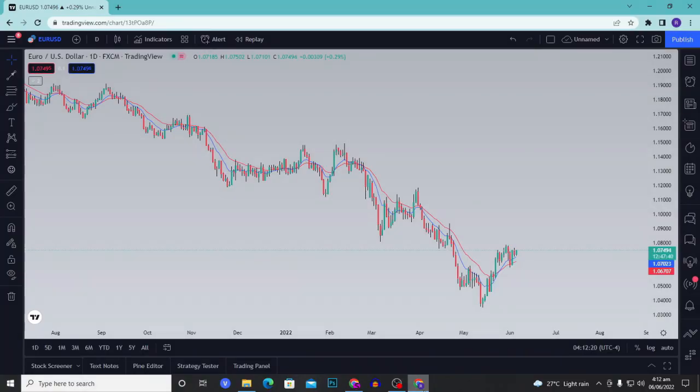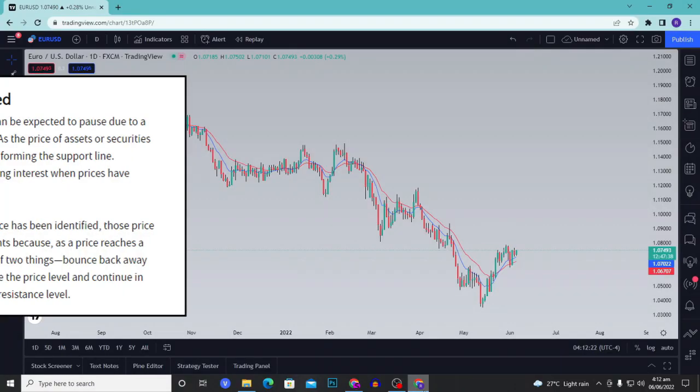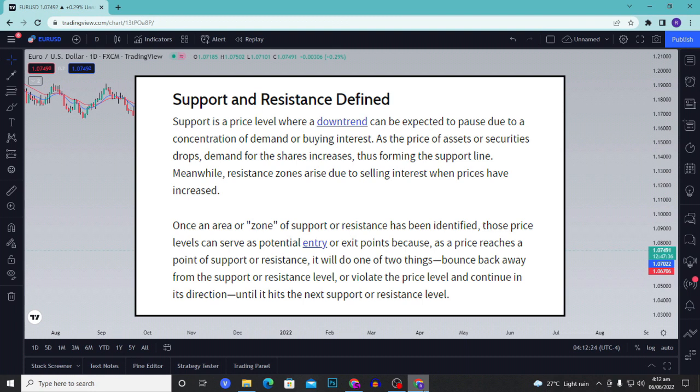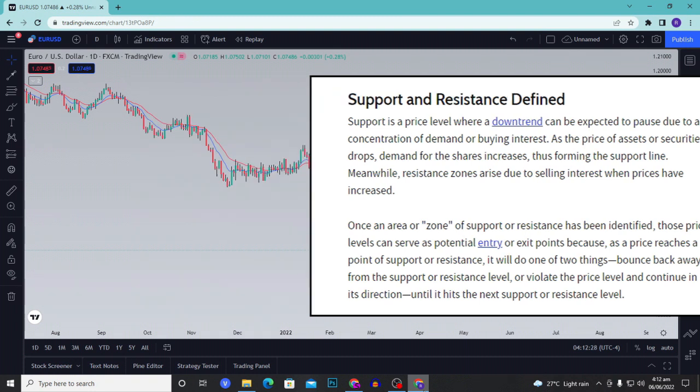Hey, welcome back everyone. In this video I'm going to be showing you how to spot support and resistance levels in both uptrend and downtrend, and I'm going to explain to you how they are used.